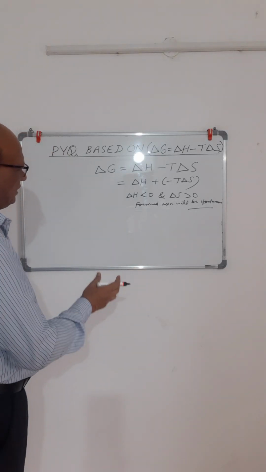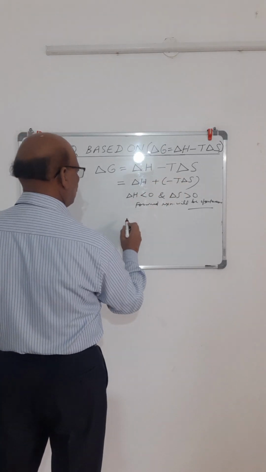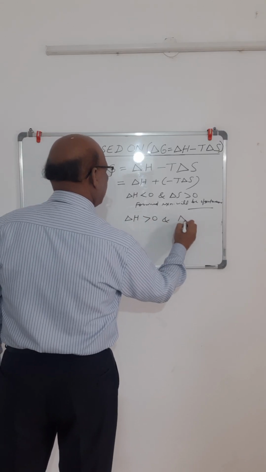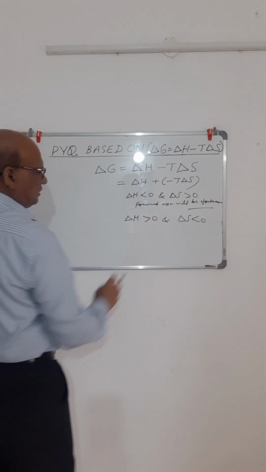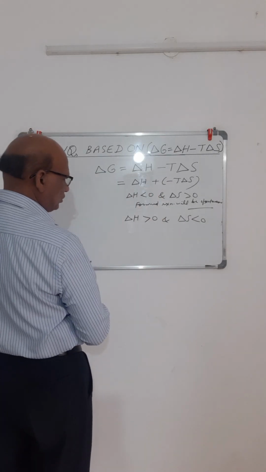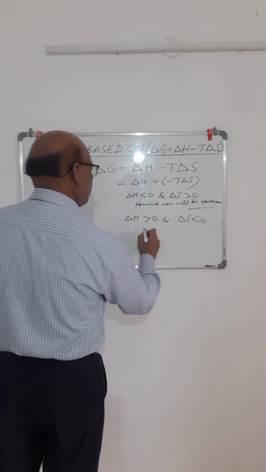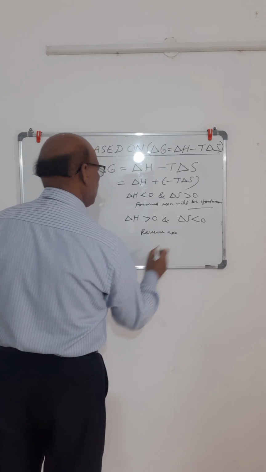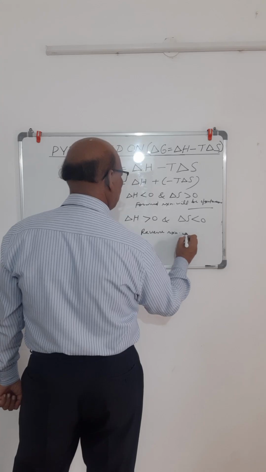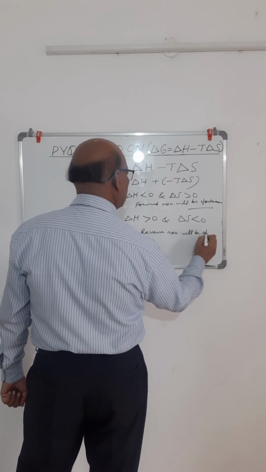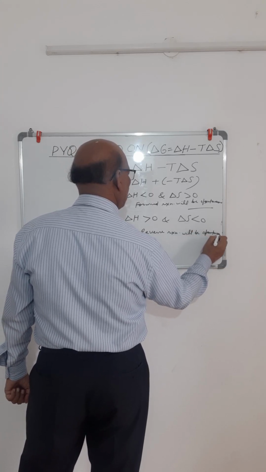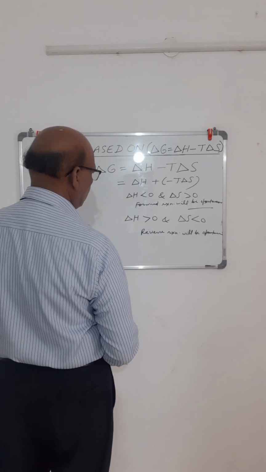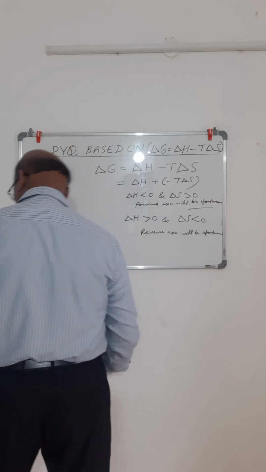Now let us take the second case where both the terms are positive. That means when delta H is positive and when delta S is negative, then we see that both the terms become positive. In this case, the reverse reaction will be spontaneous and forward reaction will be non-spontaneous, whatever be the temperature. So these are the two extreme cases.